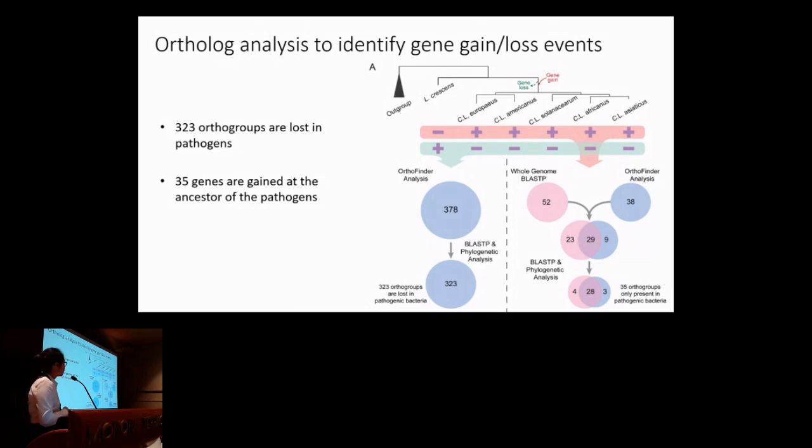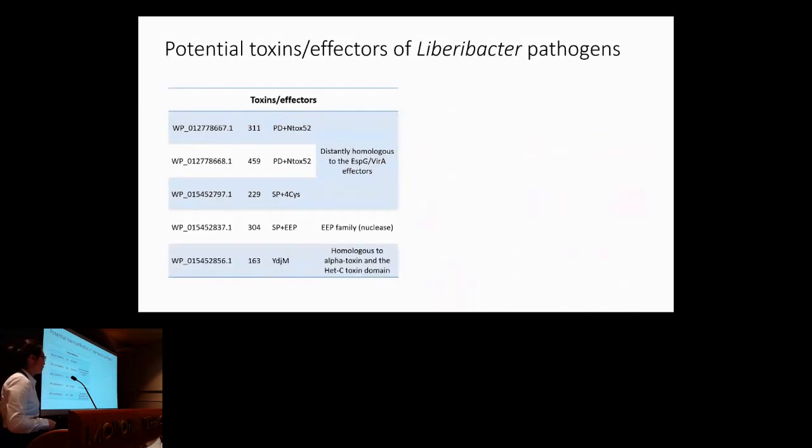If a gene is only present in the non-pathogenic species but not in the pathogens, we believe that it was lost in all pathogens. Based on that, here we identified over 300 ortholog group genes lost in all pathogens, while 35 genes were gained at the common ancestor of all pathogens. Among these 35 genes, we conducted sequence and structure analysis and uncovered several potential toxins.